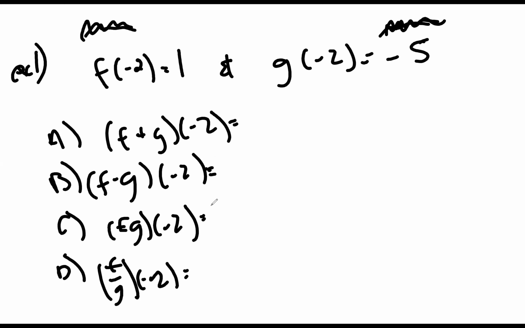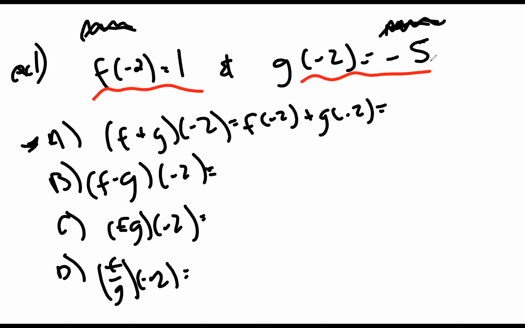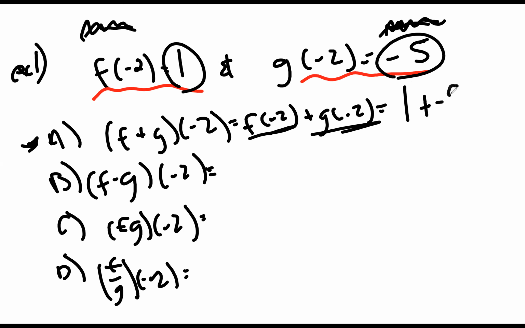According to the notes we just took on the previous page, in letter A, f plus g of -2 is just f of -2 plus g of -2. Don't I already have those values up here? In this case, yes, I do. My value f of -2 is just the number 1, plus sign, and my value g of -2 is just the number -5. Well, this is just addition. What is 1 plus -5? Well, -4. -4 is my answer to letter A.